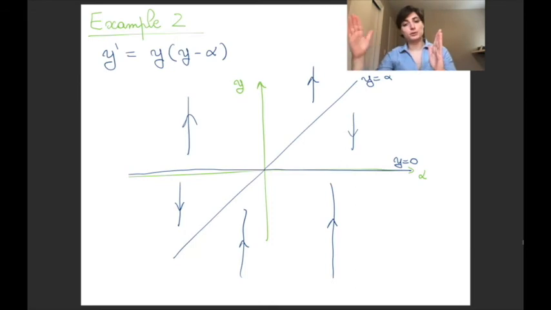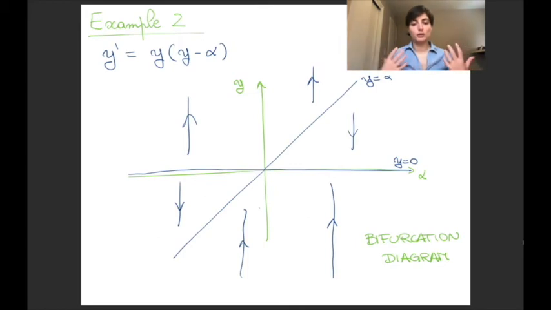Then if you move further on, you see that you have the two equilibria, y equal to 0 and y equal to alpha, on the right of our diagram. Between them, you tend down. Outside of them, you tend up.